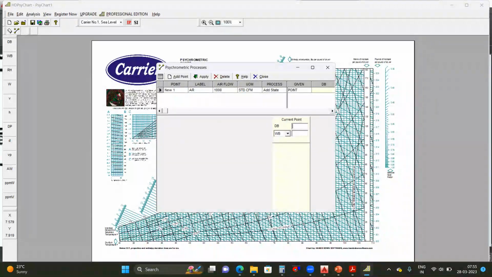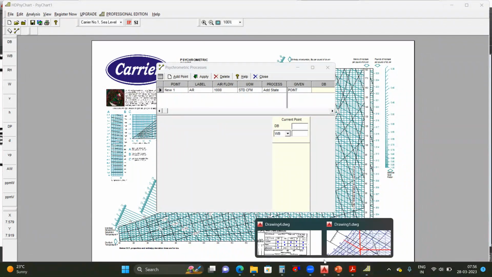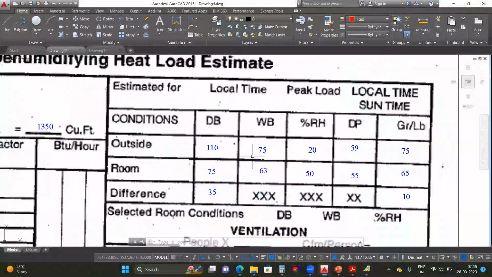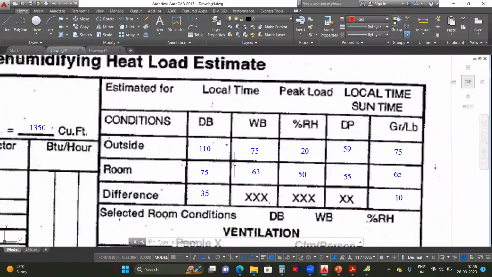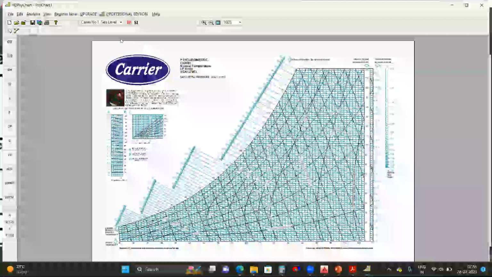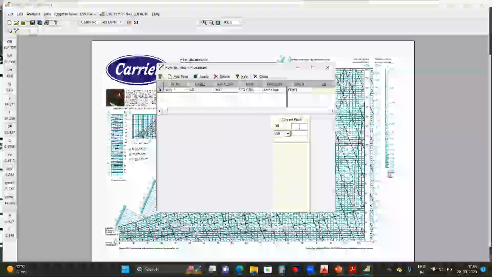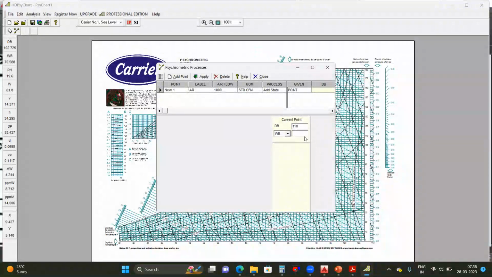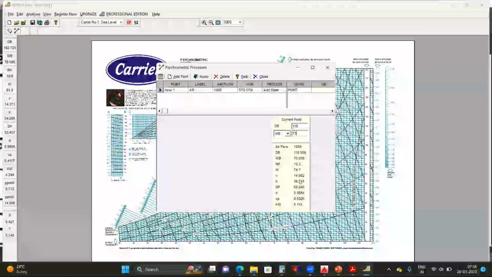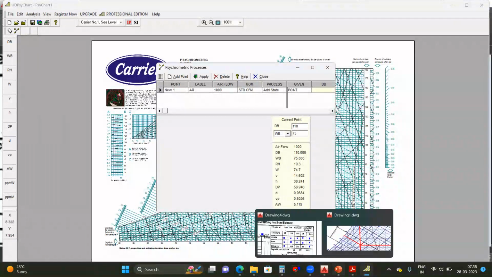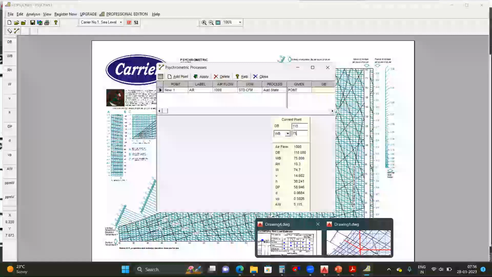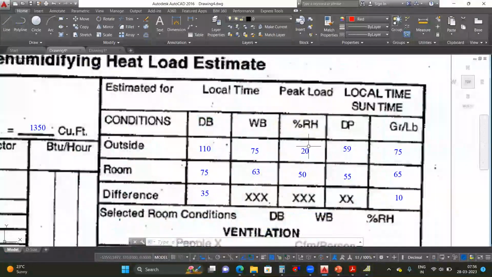At this point, what is the dry bulb here? We'll check whether the values we have taken are correct or not. Outside design data is dry bulb 110 and wet bulb 75. So dry bulb is 110 and wet bulb is 75. So what is the RH? 19.3, it is 20. Fine.